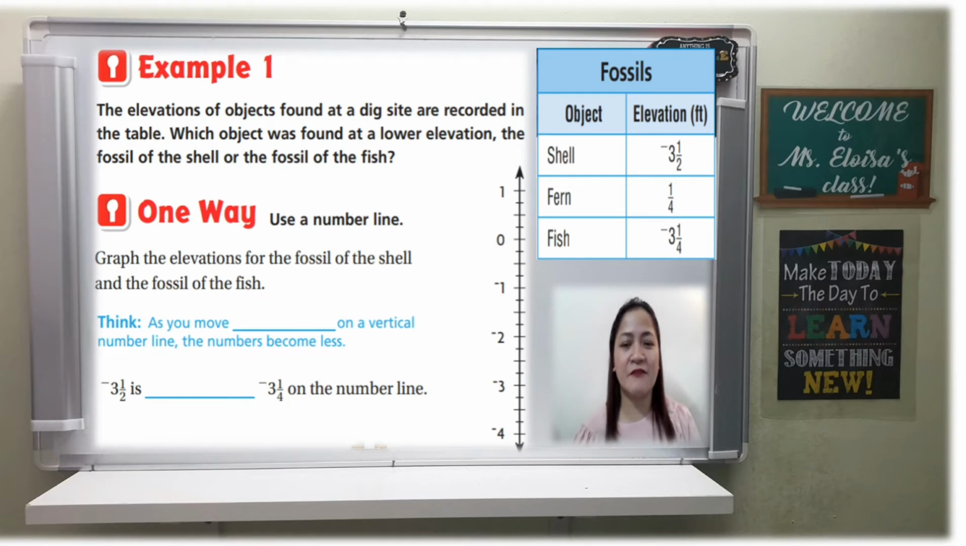So the fossil of the shell is at negative 3 and 1/2, while the fossil of the fish is at negative 3 and 1/4. Think, as you move down on a vertical number line, the numbers become less. So negative 3 and 1/2 is below negative 3 and 1/4 on the number line.